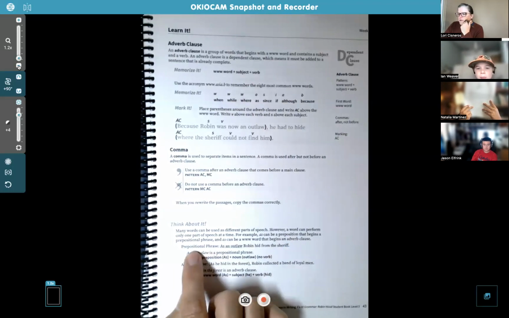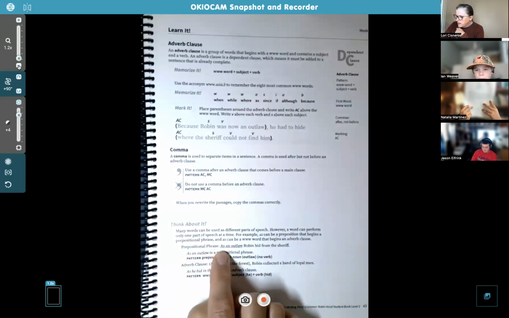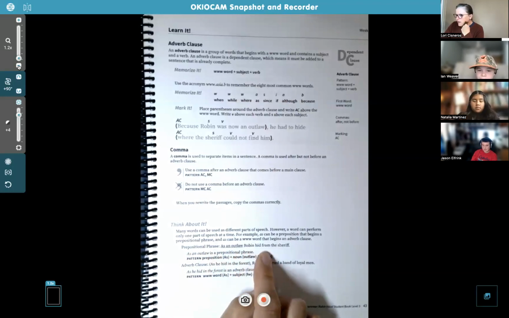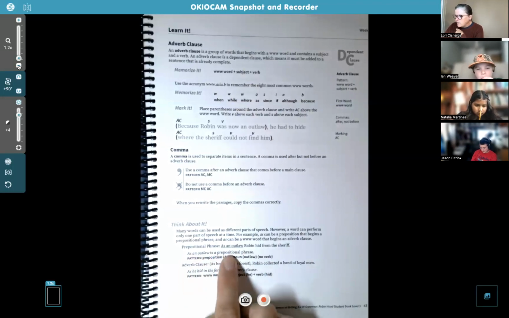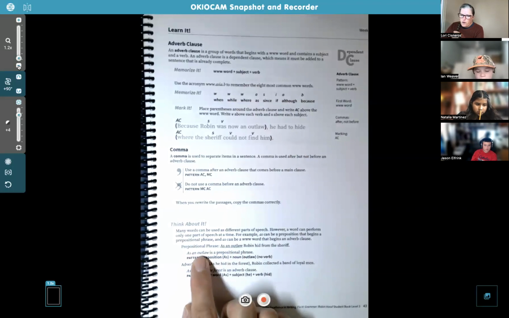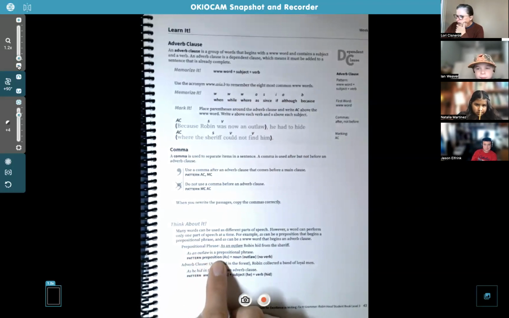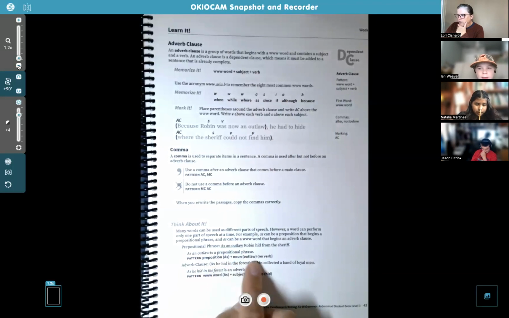So here's an example of the prepositional phrase. As an outlaw, Robin hid from the sheriff. As an outlaw is a prepositional phrase because there's no verb there, right? As an outlaw, there's no verb. It's the pattern: as, the preposition, plus a noun, no verb.